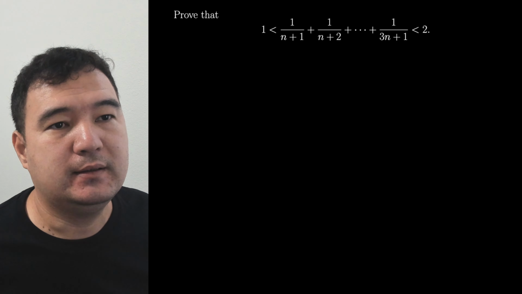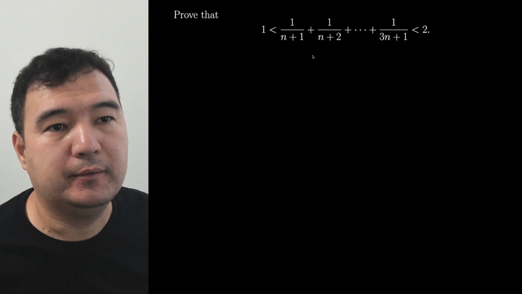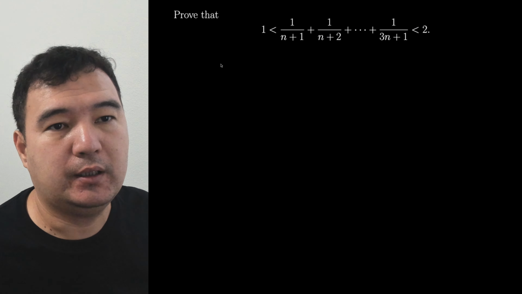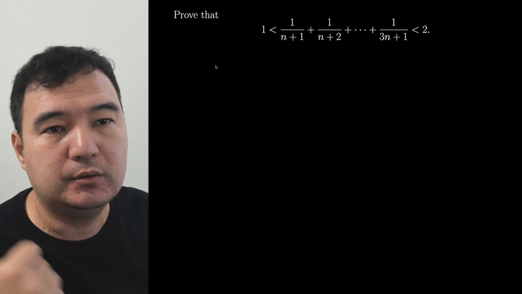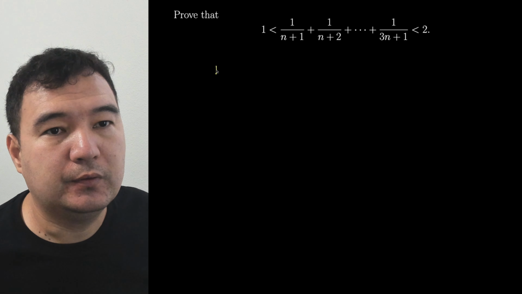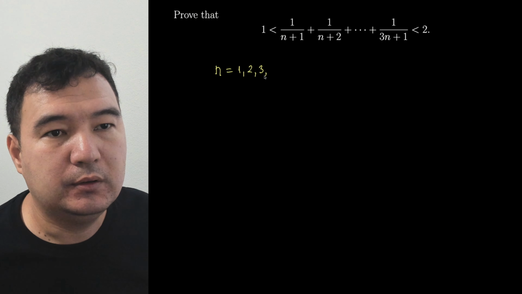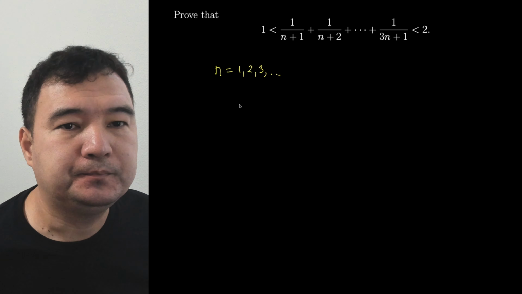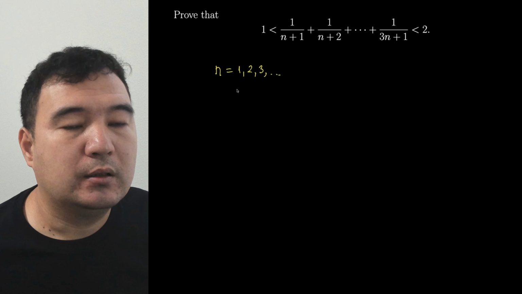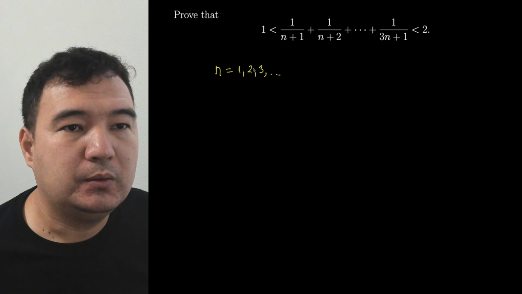We need to prove that this is true for all n. So probably for all natural n, starting from 1, 2, 3, 4, integer numbers for n, and so on. For the sake of analysis, we can try to write out the first couple of values of n.